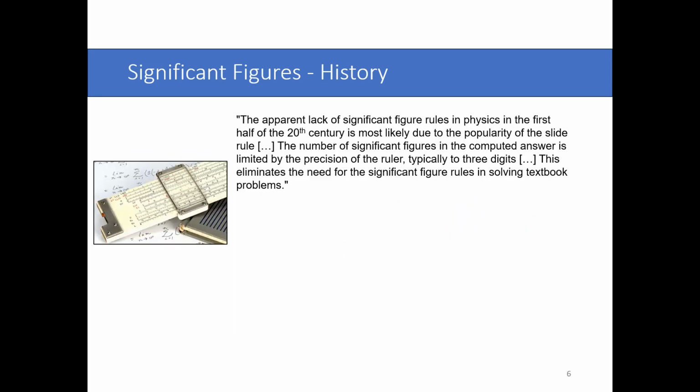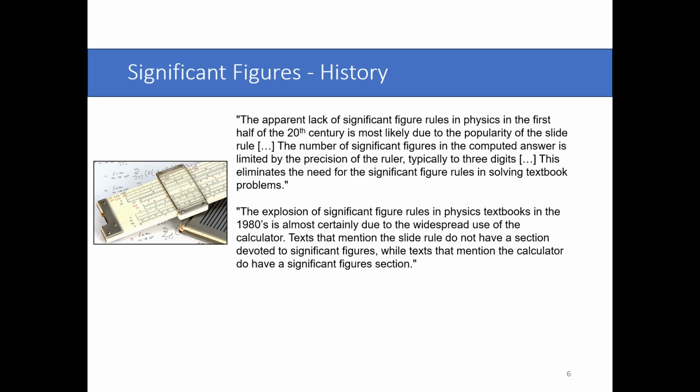She says, the apparent lack of significant figure rules in physics in the first half of the 20th century is most likely due to the popularity of the slide rule, which we have pictured there. The number of significant figures in the computed answer is limited by the precision of the ruler, typically to 3 digits. This eliminates the need for significant figure rules in solving textbook problems. She continues, the explosion of significant figure rules in physics textbooks in the 1980s is almost certainly due to the widespread use of the pocket calculator. Texts that mention the slide rule do not have a section devoted to significant figures, while texts that mention the calculator do have a significant figure section.